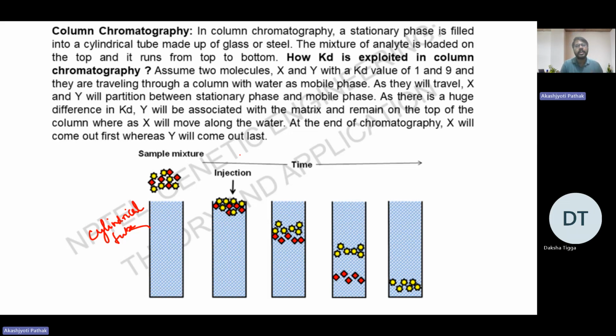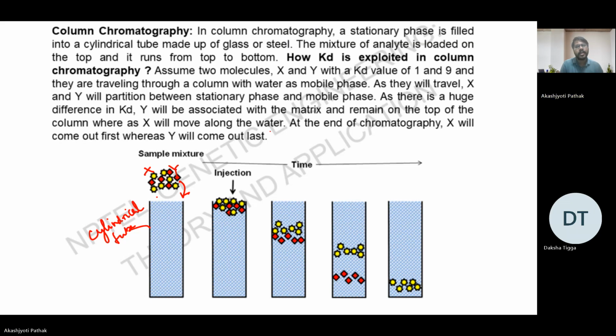Okay, now the mixture of analyte. So this is your analyte. Your analyte has different molecules. This analyte is loaded into your column, and then your mobile phase is passed. The mixture of analyte is loaded into the top, and it runs from top to bottom. Here they have considered two molecules, X and Y. X has a KD value, and Y will also have a KD value. For example, X has a KD value of 1 and Y has a KD value of 9.